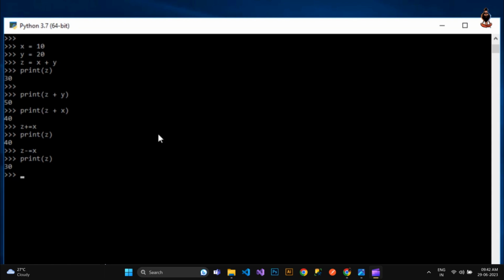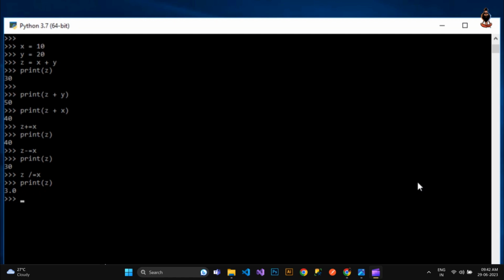If I take an example with division, it is going to be z equals to z divided by x. Let us perform that and let us print z. You get 3.0, which is 30 divided by 10. Okay, that's cool. You can play with that.